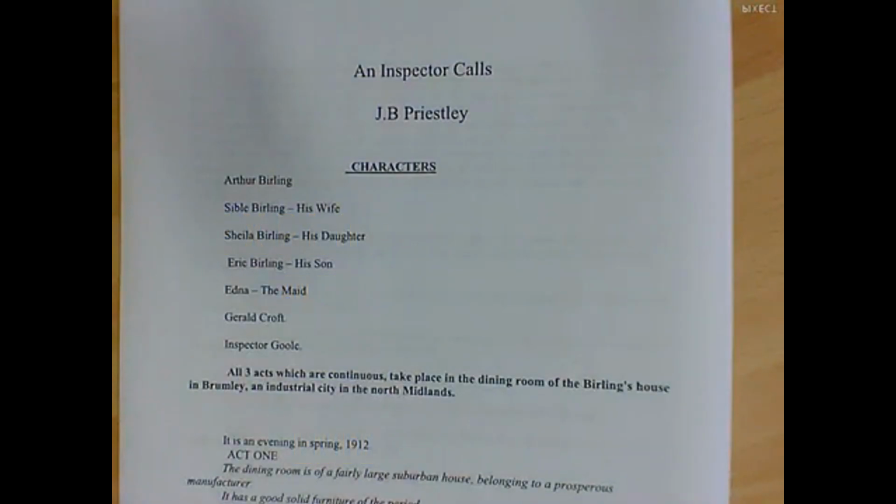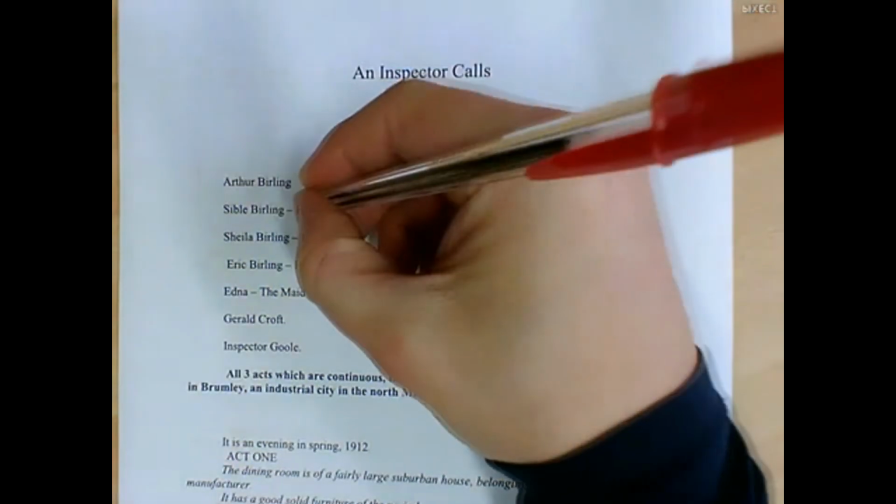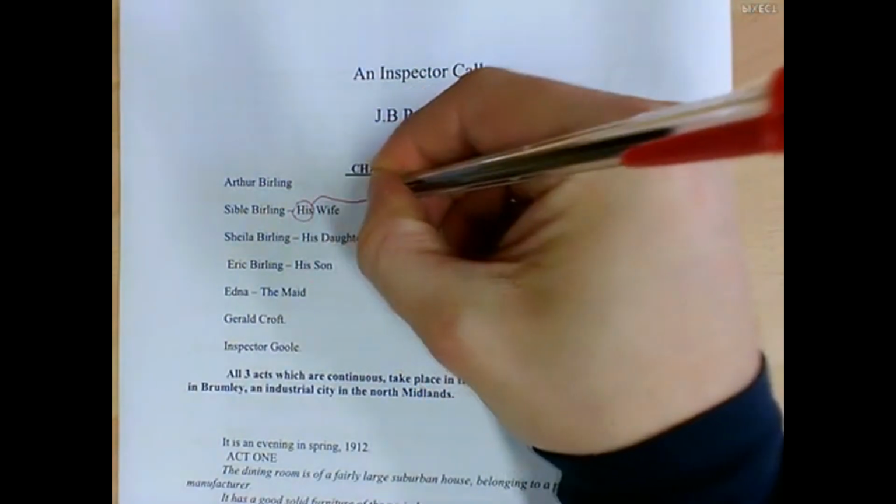If we take a look at the cast list, first of all, the protagonists who we'll be dealing with today are Arthur Burling, Sybil Burling, Sheila Burling, Eric Burling, and Gerald Croft. What is interesting to note about how this character list has been written is the way in which they are largely described in terms of their relationship to Arthur Burling.